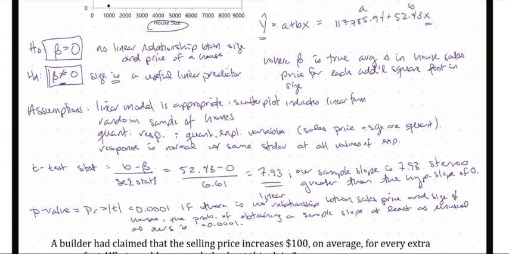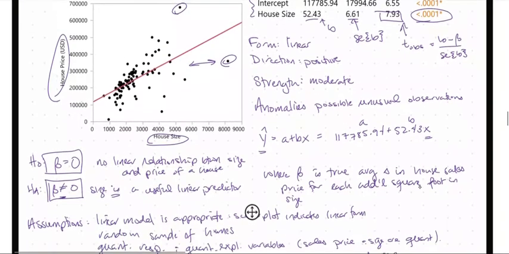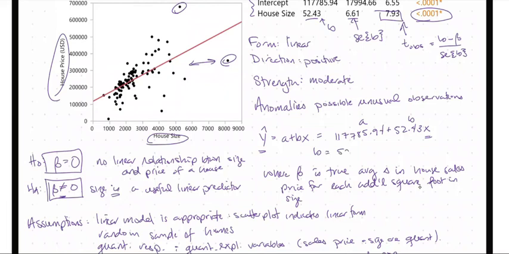Now let's interpret this sample slope. This sample slope of b equals 52.43. This says that for each square foot a house increases, we predict the house price to increase on average by $52.43. So we're paying on average $52.43 for every additional square foot a home increases by. So if you were to compare two homes and one was 1 square foot larger than another, we would expect that larger house to cost $52 more.